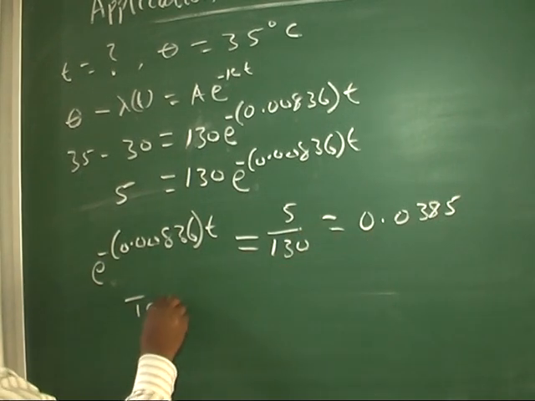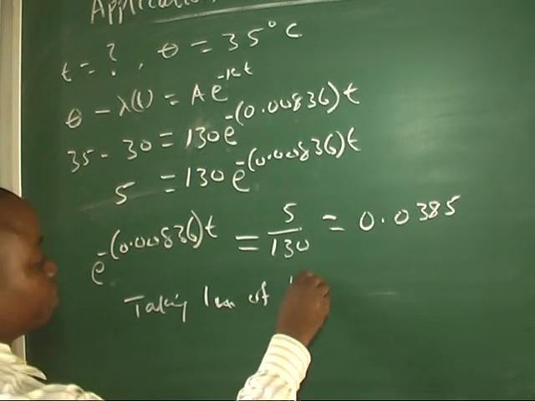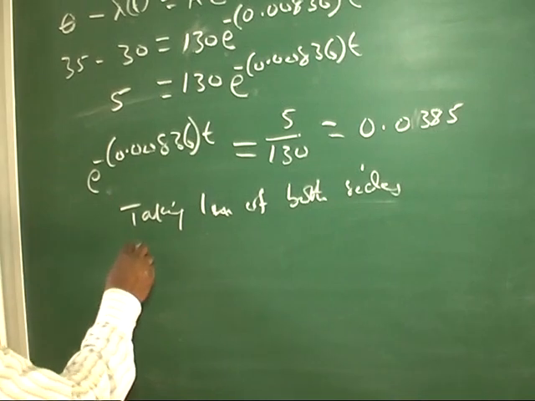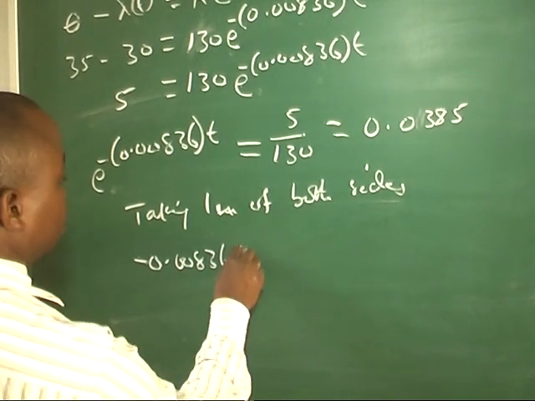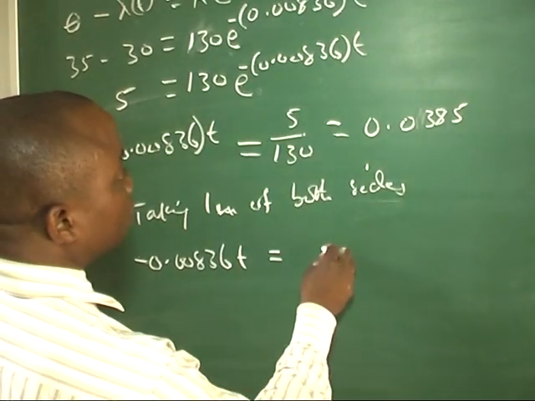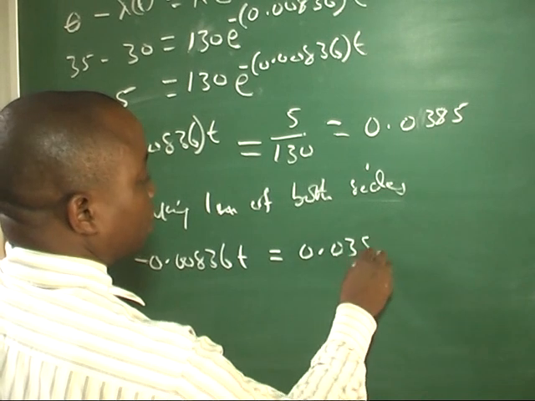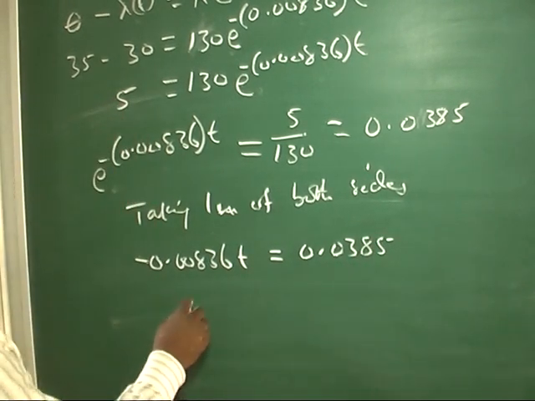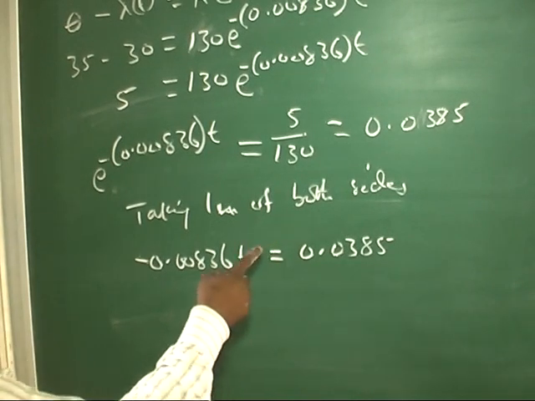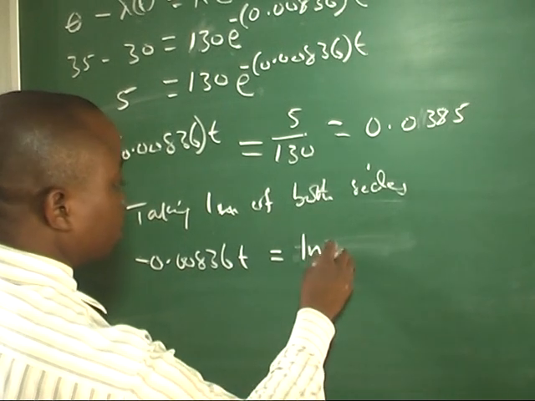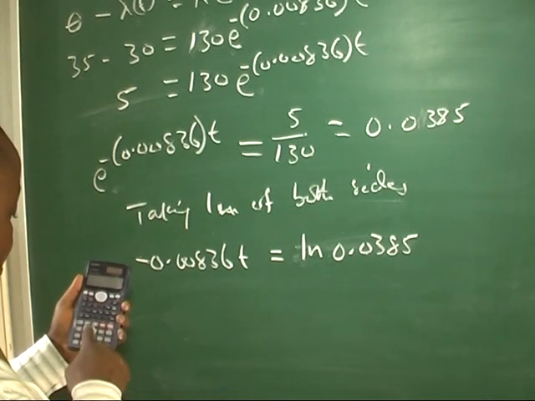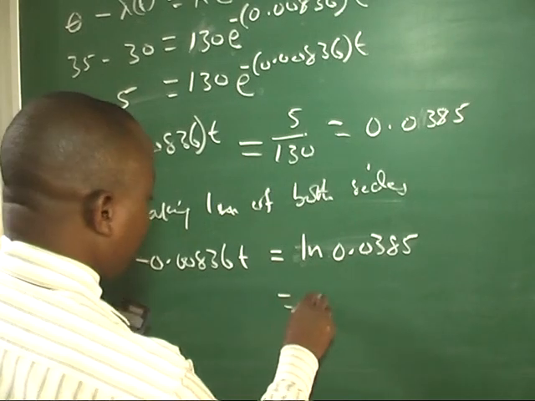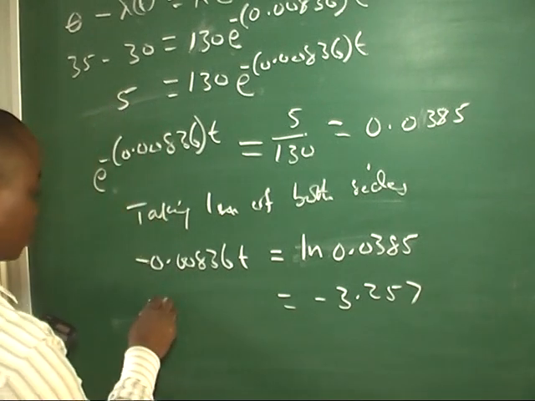Now, this is equal to this. That means taking the log of both sides. So taking log, we have minus 0.00836 T will be equal to log 0.0385. Taking log of both sides, it will be log 0.0385, giving us minus 3.257.